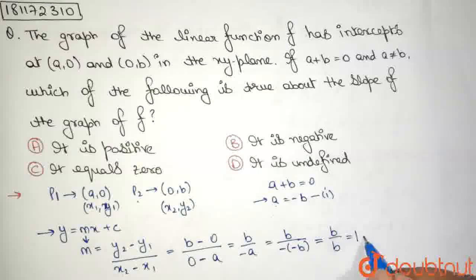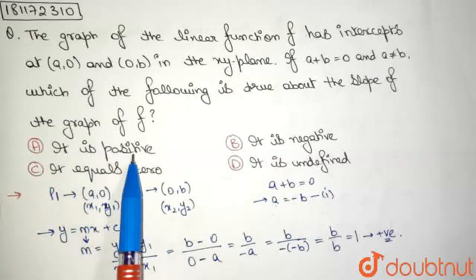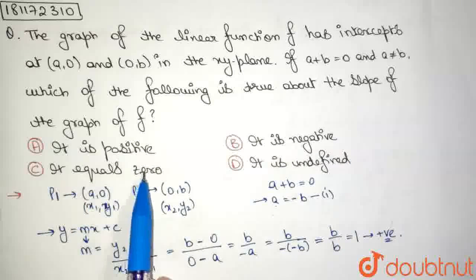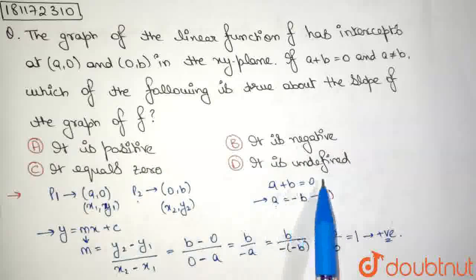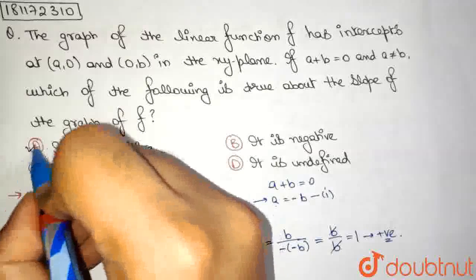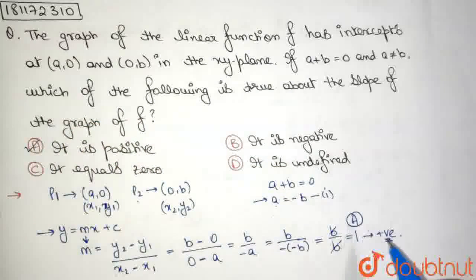And not to amazement, this is positive. 1 is positive. And if I check the options now, option A says it is positive. But let us check other options. It is negative, so this is not possible. It is equal to 0, it is not possible. It is undefined, so it is not undefined because we already found its value, right? So it is not undefined. We have said that it is 1 because b upon b, b and b cancel out and it becomes 1, which is positive. So we can say that option A matches our conclusion, or the slope of this particular line is positive, right?